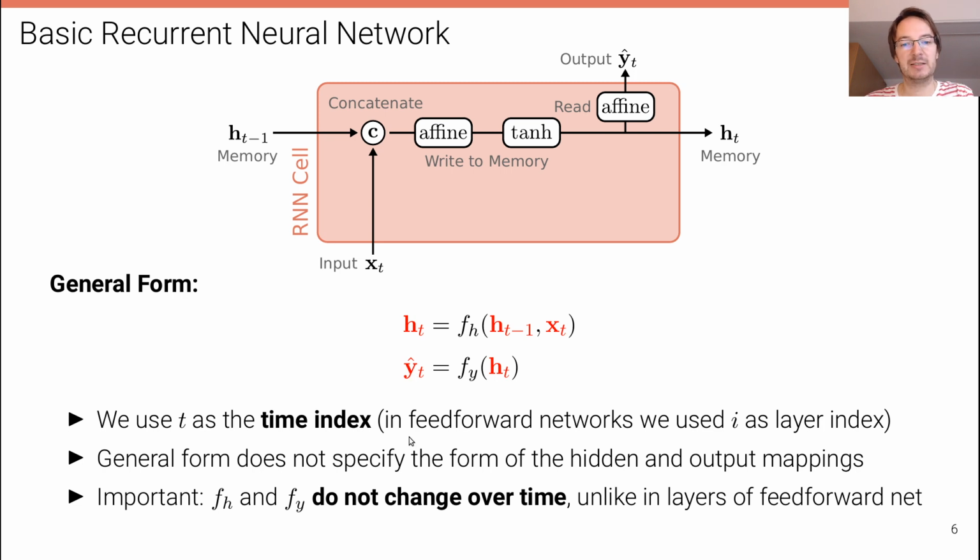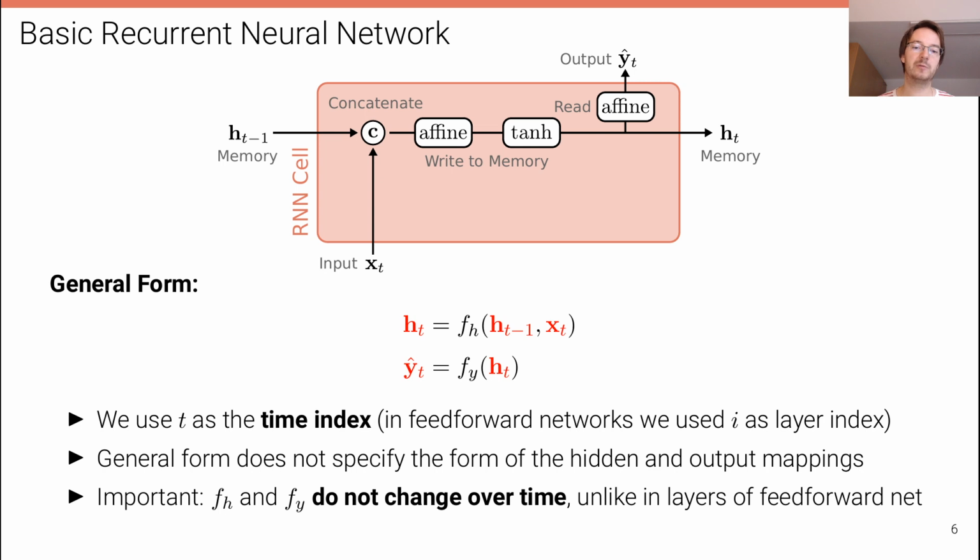Again, we use t as the time index, in contrast to feed-forward networks. You can think of this as the layers of a feed-forward network, but here we have a time index t, in contrast to the index i that we have used as a layer index in standard feed-forward networks. And the crucial difference here is that the parameters are shared. So in each of these cells, the parameters of the functions fh and fy are the same. The functions do not change over time. If we apply them at the next time step, they stay the same.